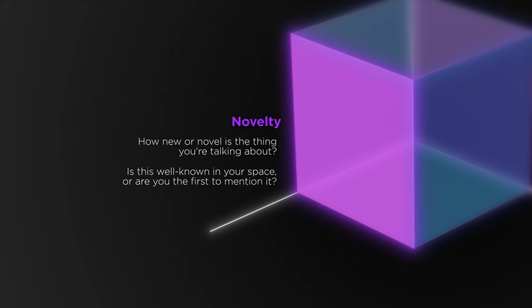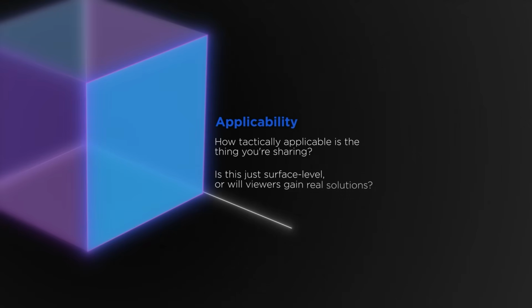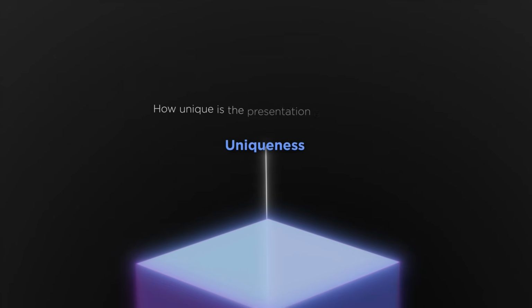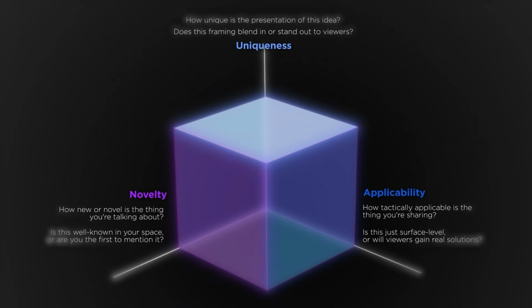Does everyone in your space already know about this, or are you one of the first to bring it up? For applicability, on a scale of 1 to 10, how tactically applicable is the thing you're sharing? Is this just high-level regurgitation, or can someone actually watch your thing and then take away something that can improve their problem? And then for uniqueness, on a scale of 1 to 10, how unique is the presentation of this idea? Are you packaging the framing in the same way as everybody else, or does this feel different and unique to the viewer?